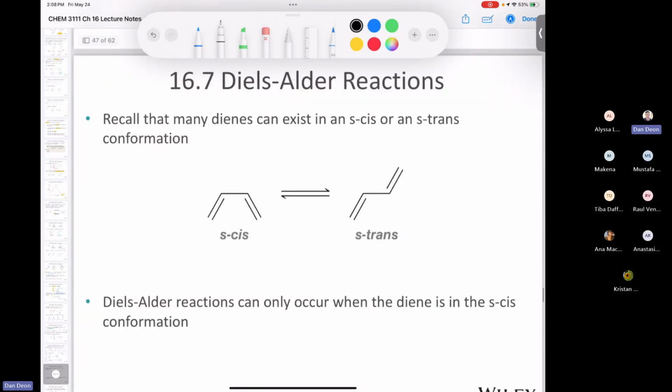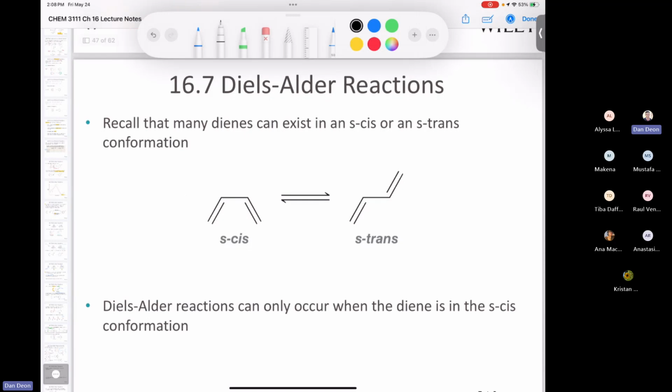So with that in mind, it says here that recall that many dienes can exist in the S-cis or the S-trans conformation. And you'll remember I told you that the S stands for sigma, and we know that a sigma bond can rotate, right? It can freely rotate. And we said that there's a barrier of rotation between the S-cis and the S-trans because you have to break the orbital overlap between the p orbital here and the p orbital here. But anyhow, that's neither here nor there.